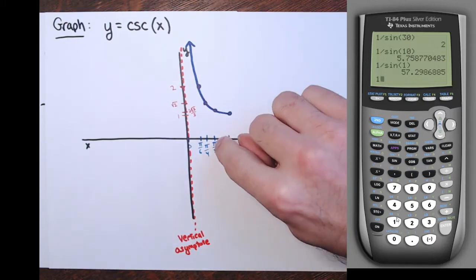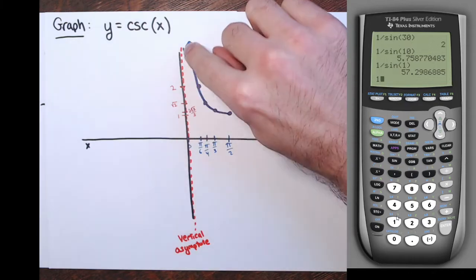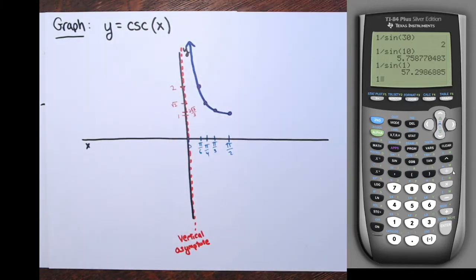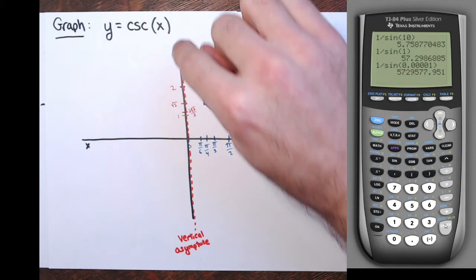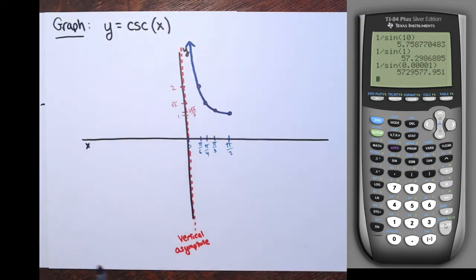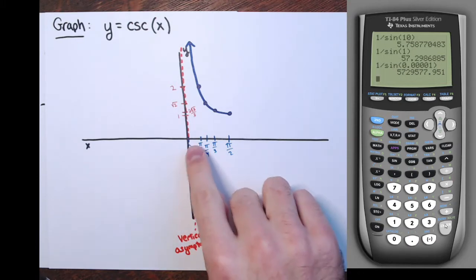How about really close to 0? Again, the closer to 0 I get from the right, the larger and larger my cosecant value is. 1 divided by the sine of, say, 0.00001 degrees, a very, very small value. You see how large that is? A huge number, 5,729,577.951. So it gets as large as I wish. I just have to get closer to 0. And if I took the cosecant of 0.0000001 degrees or radians, something really tiny, it would give me an even larger output. So that's from 0 to pi over 2.